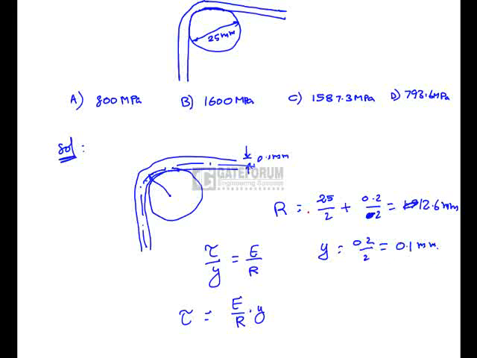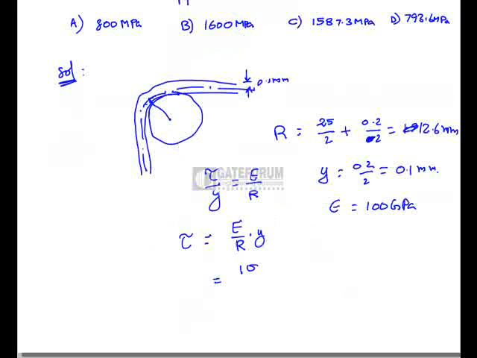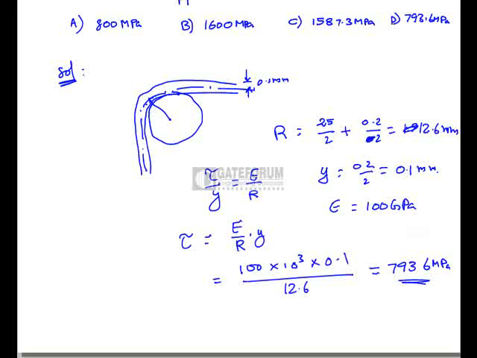And here E is given as 100 gigapascals. So now substitute all the values here, that is 100 into 10 cube Newton per mm square, and y is 0.1 and R is 12.6, which gives a value of 793.6 megapascals. So in the options, the right option is D. D is the right answer.